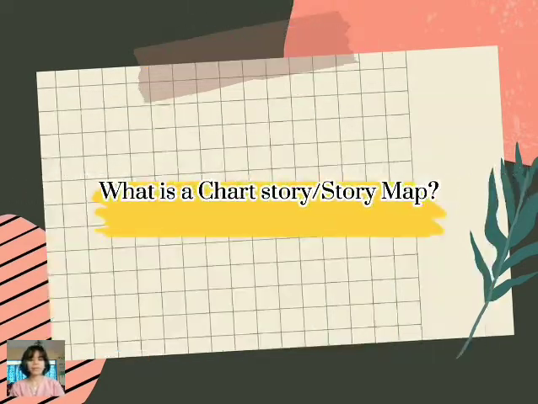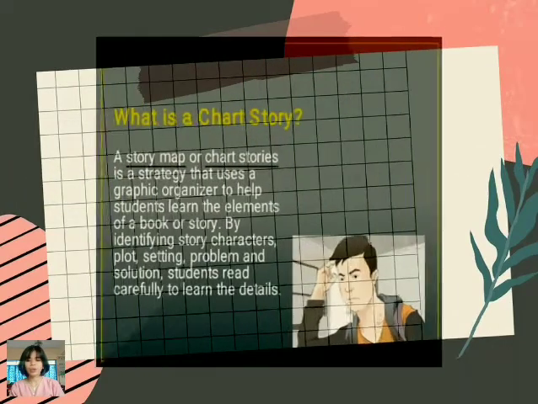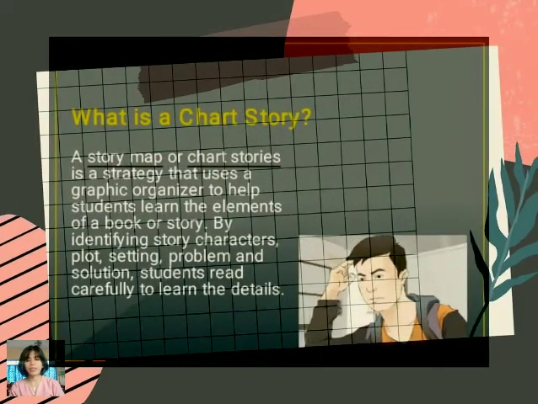What is a chart story? A story map or chart story is a strategy that uses a graphic organizer to help students learn the elements of a book or story. By identifying story characters, plot, setting, problem, and solution, students read carefully to learn the details. Story mapping or chart stories can be scaffolded for students of varying reading skill by modeling and discussing each story element as they are written. It can also be differentiated by providing some students with simple story maps and others with complex maps.